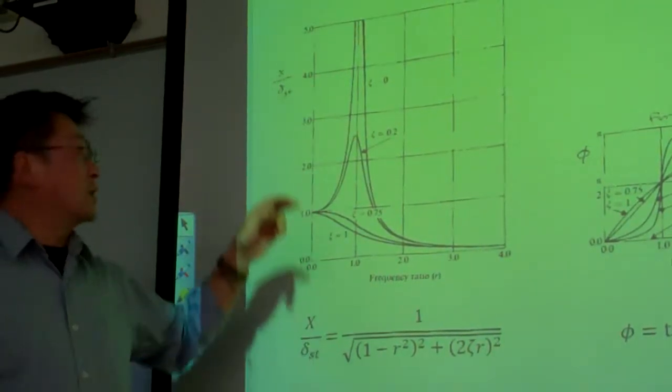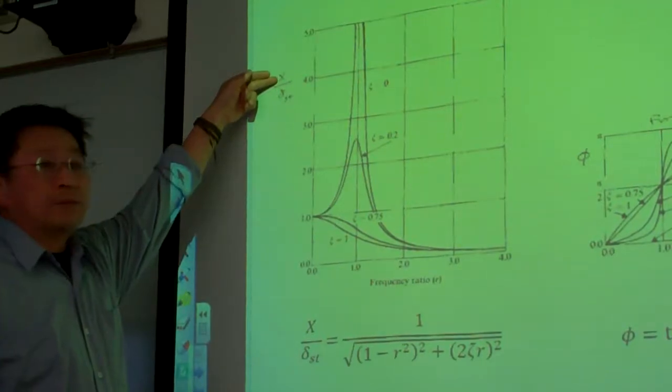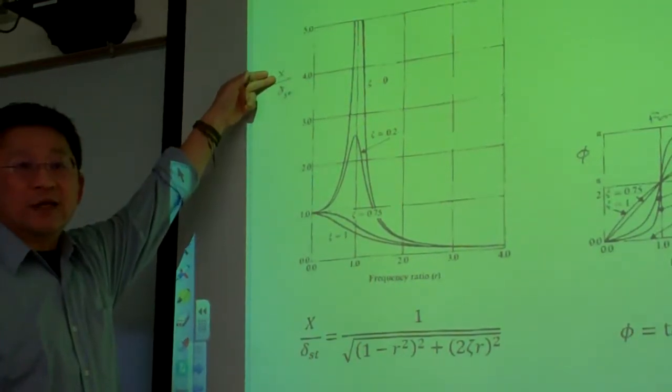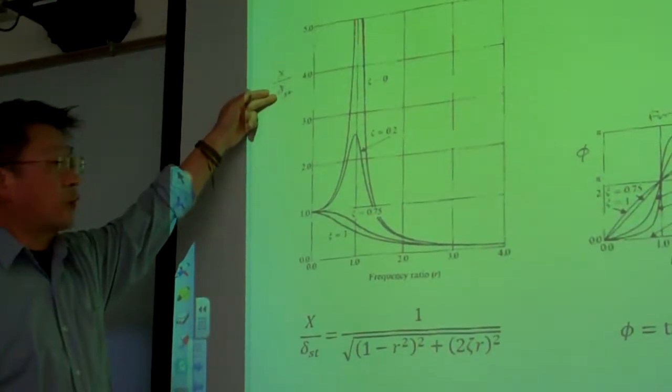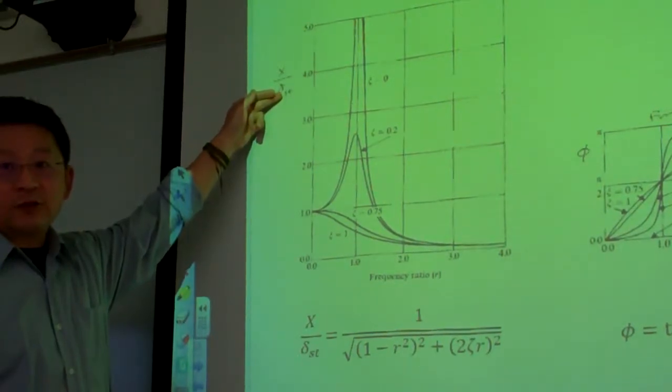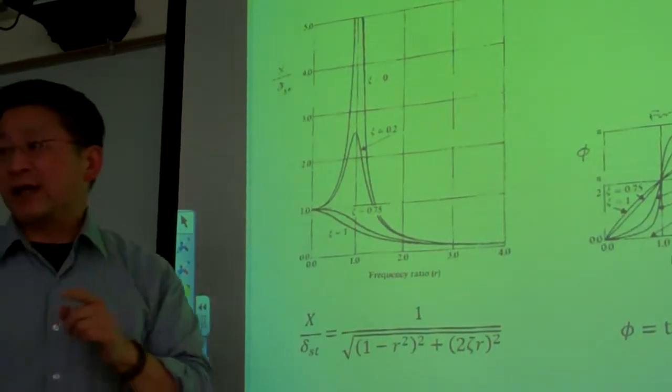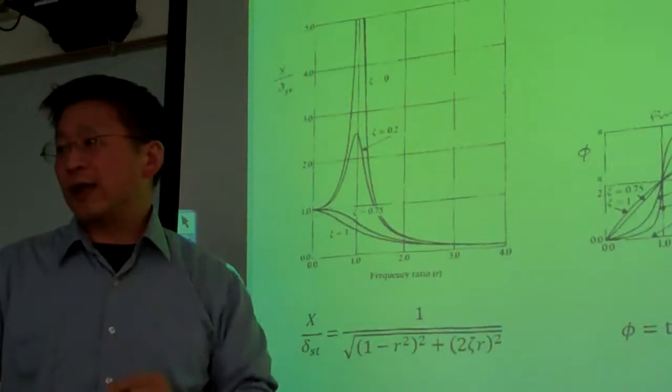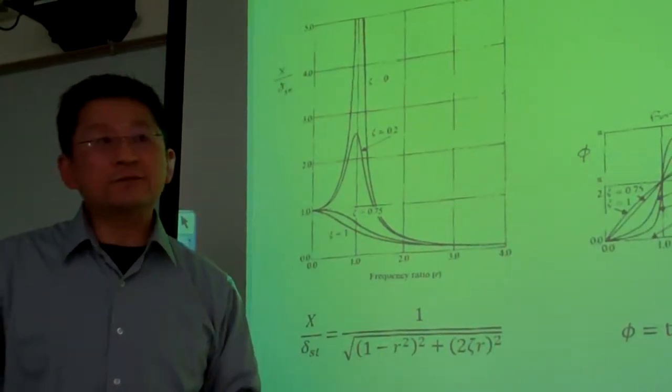So that means the magnitude of the steady state response will always be greater than the static deflection for the first case you design, where the damping ratio is small enough. Okay, that's the first case.